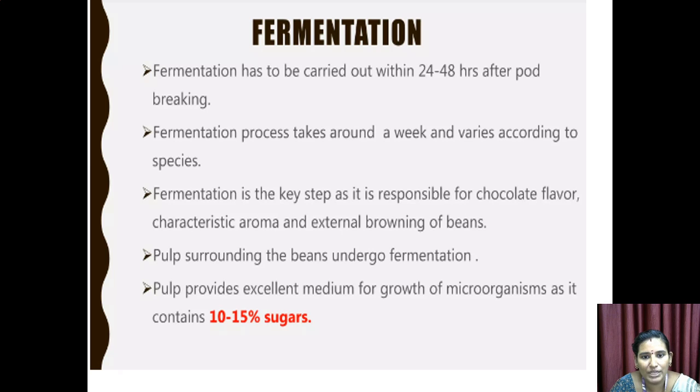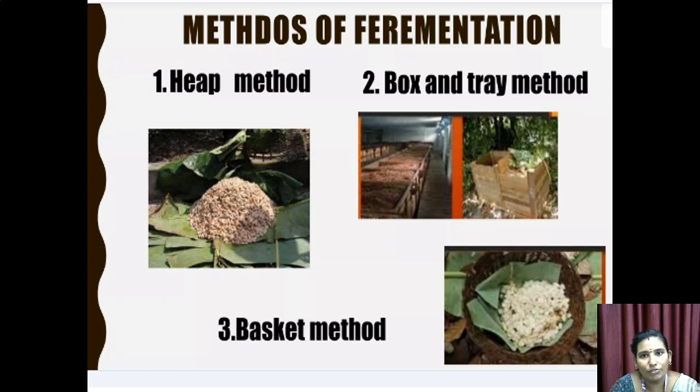Pulp surrounding the beans undergoes fermentation. Pulp provides an excellent medium for growth of microorganisms as it contains 10 to 15% of sugar. Then the methods of fermentation are shown here. First method is the heap method, then the box and tray method, then the basket method.